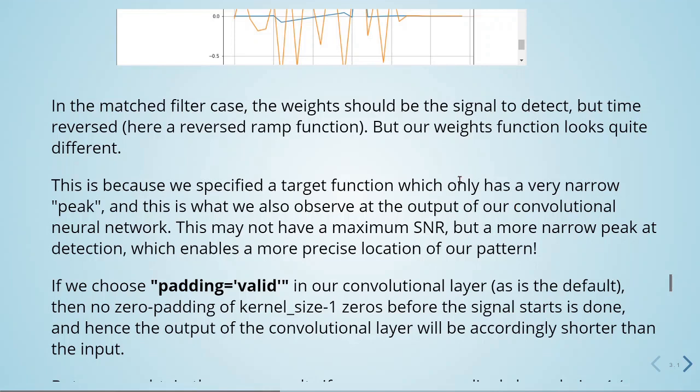And the thing is, because we specified a target function which has only a very narrow peak, this is what we observe at the output of the convolutional neural network. So this may not have a maximum signal to noise ratio, but a more narrow peak at detection, which enables a more precise location of our pattern.